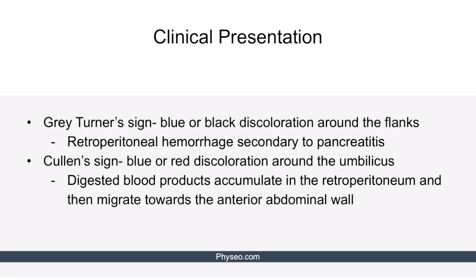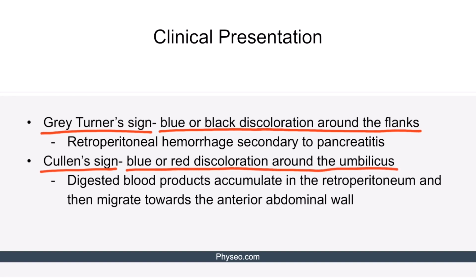One of these signs is the Gray-Turner sign, which is blue or black discoloration of the flanks. This sign occurs due to retroperitoneal hemorrhage in pancreatitis. The second dermatologic finding is Cullen's sign, which is blue or red discoloration around the umbilicus. This finding also occurs secondary to hemorrhage in pancreatitis, but instead of the blood products accumulating in the flank, the digested blood products migrate from the retroperitoneum towards the anterior abdominal wall.